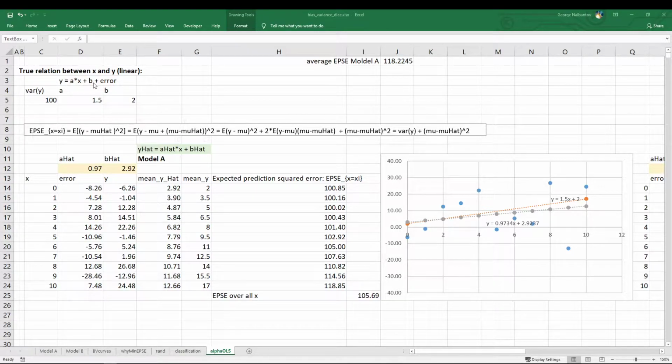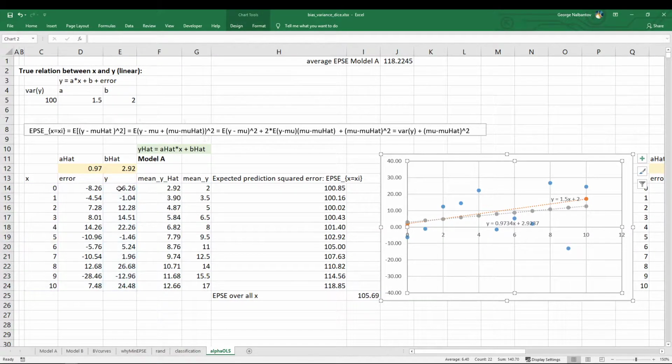So we have a linear relation with some error, and the error is white noise, normally distributed with a mean 0 and variance 100, or standard deviation 10. So what do we have? Y equals ax plus b, a is 1.5, b is set to 2. We have a training data set. Here is x and y. These are the blue points.